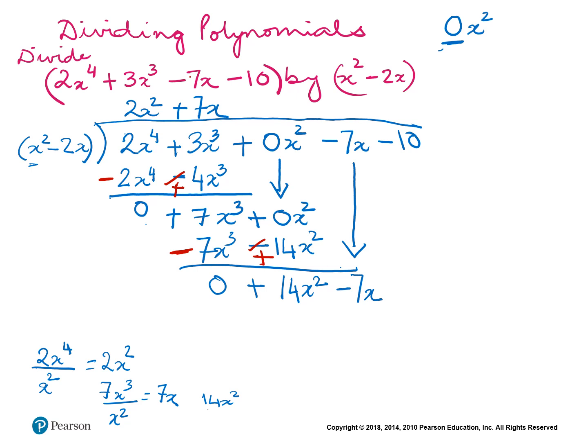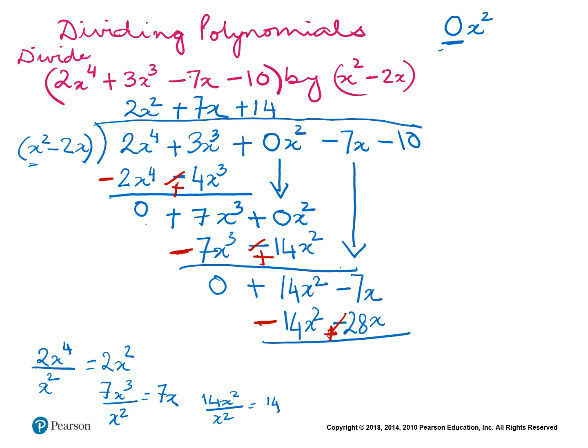on the side. 14x squared divided by x squared is 14, and that's what you put in the quotient as the third term. So multiply x squared minus 2x by 14, and we get 14x squared. 14 times negative 2x is negative 28x. All right. Now change the signs. The first term becomes a minus. The second term, which had a minus, becomes a plus. We have changed the signs.